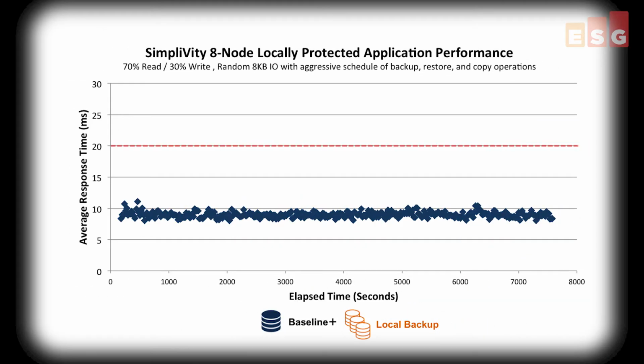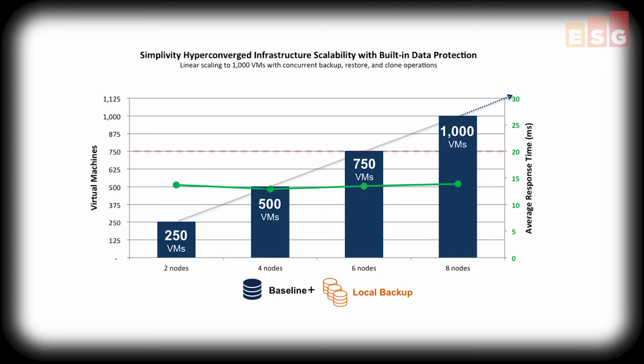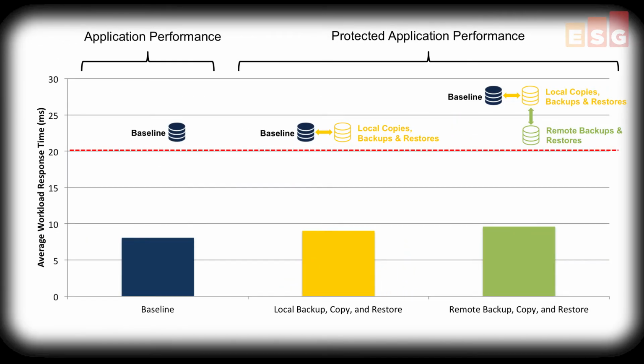We saw almost no impact to the application performance when running an aggressive schedule of local backup, restore, and clone operations, and saw linear scaling for protected application performance as nodes were added to the SimpliVity cluster, up to 8 nodes and 1,000 fully protected VMs. There was very little impact to application performance when performing both local and remote backups and restore operations.